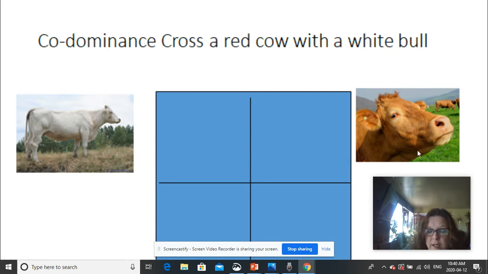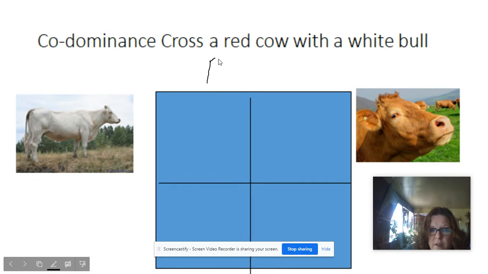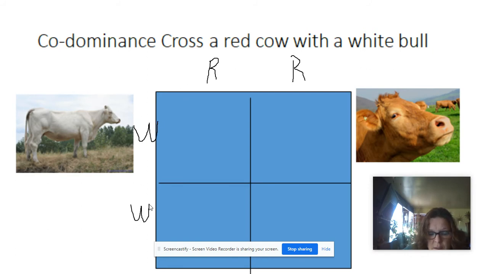So we're taking a red cow and a white bull here, and we're going to cross them. This time I'm not going to use the superscripts, only because it's really hard to do with the mouse, and the answer isn't going to be any different if I don't. So I've got my red cow with the 2 R's and the white bull. And you can probably see that all the offspring are going to be RW, RW.